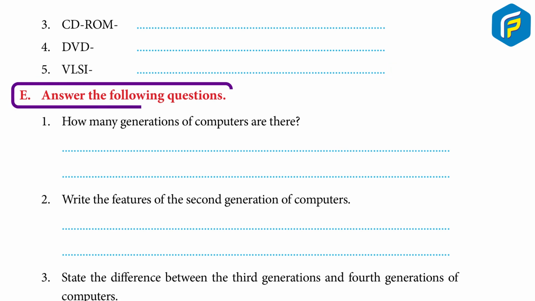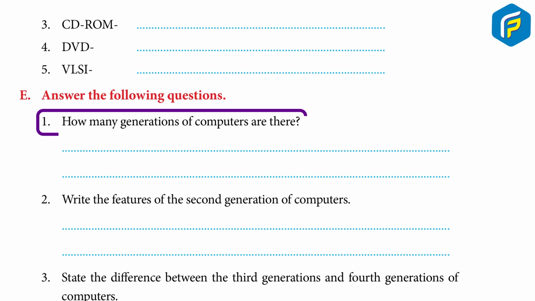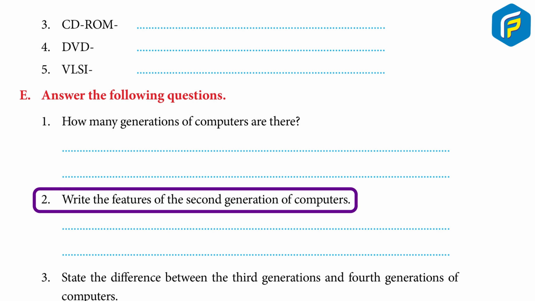E. Answer the following questions. 1. How many generations of computers are there? Answer: there are 5 generations of computers. 2. Write the features of the second generation of computers. Answer: the main electronic component is the transistor, memory, magnetic core and magnetic tape disk. Programming language, assembly language. Power and size: low power consumption, generate less heat and smaller in size in comparison with the first generation computers.